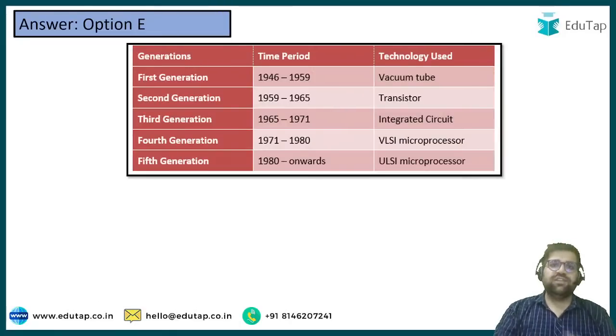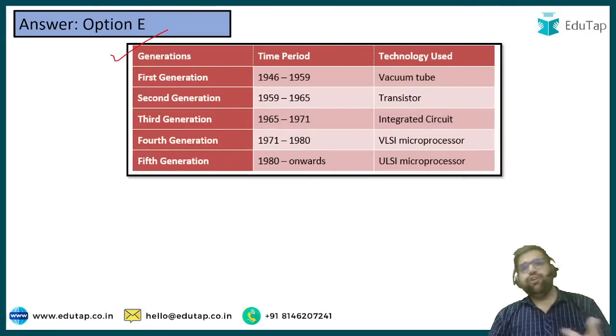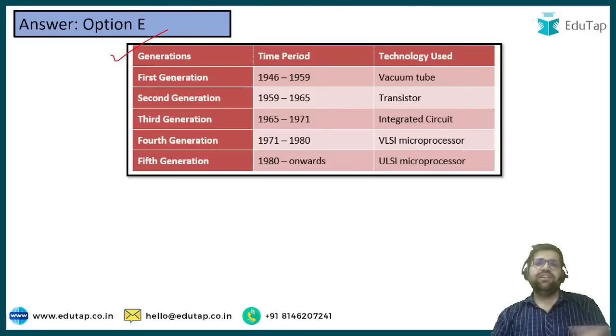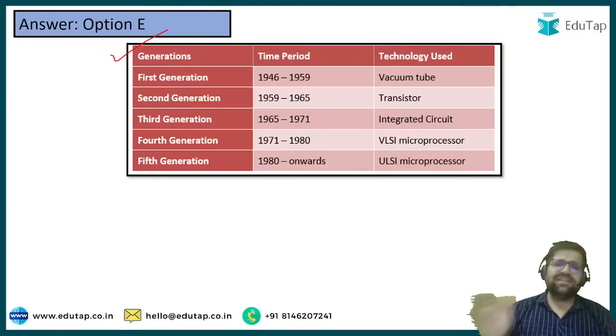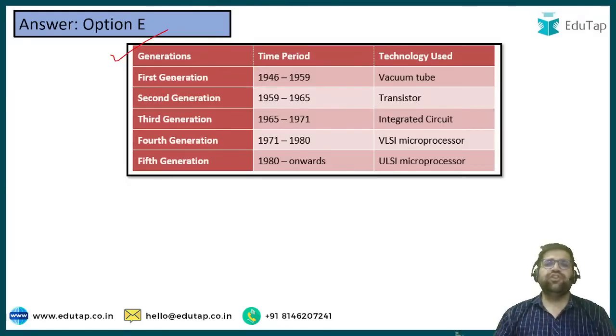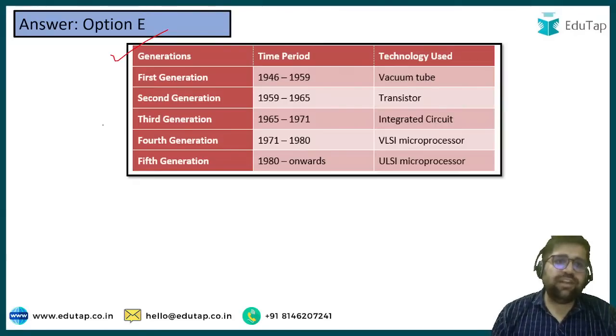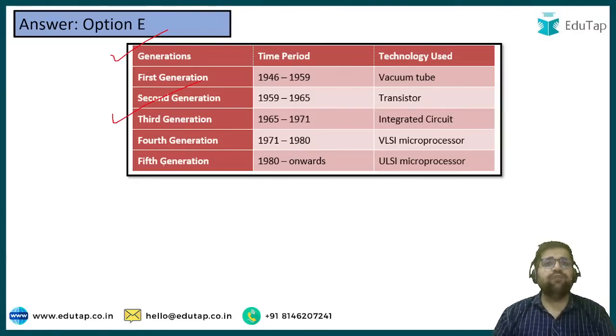Now, just for your revision purpose, I have placed this particular picture over here. All you need to do is, once you are entering into the examination hall, just see important things, because questions can definitely come from such easy topics. Mind you, these are the five generations which you have to remember. If possible, remember generation one's time period, and generation fifth is already like 1980 onwards.